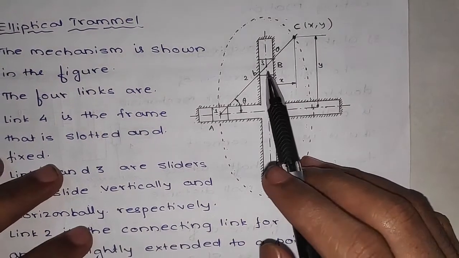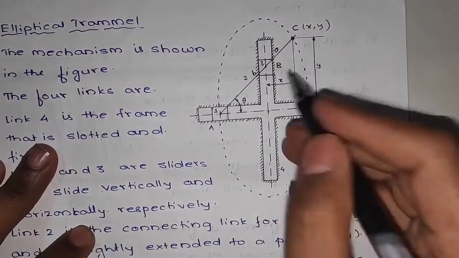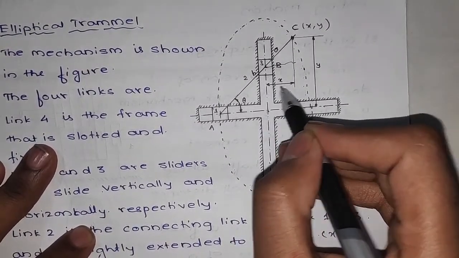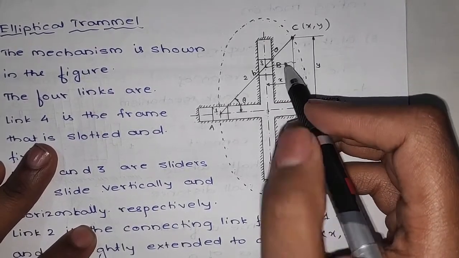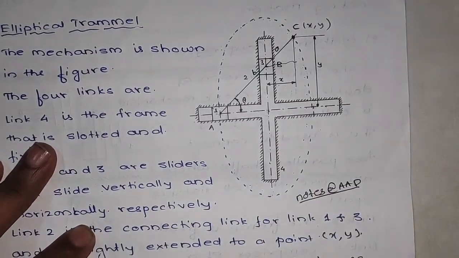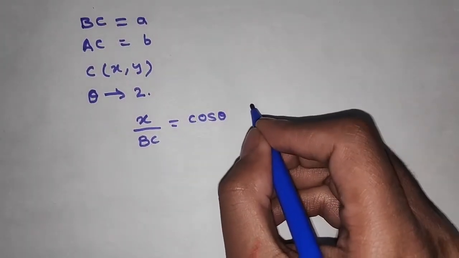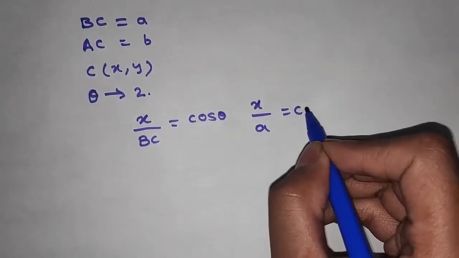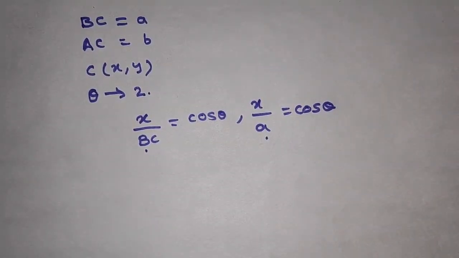Here if you see, we have this B to C. From B, this distance is x. I have already marked this as x. So x upon BC will be equal to cos of theta. That is adjacent side upon hypotenuse will be equal to cos of theta. So I have written that equation, x upon BC is equal to cos theta. Now similarly we can also write this as x upon A is equal to cos theta, because BC is equal to A. So I have written x upon A as cos theta.